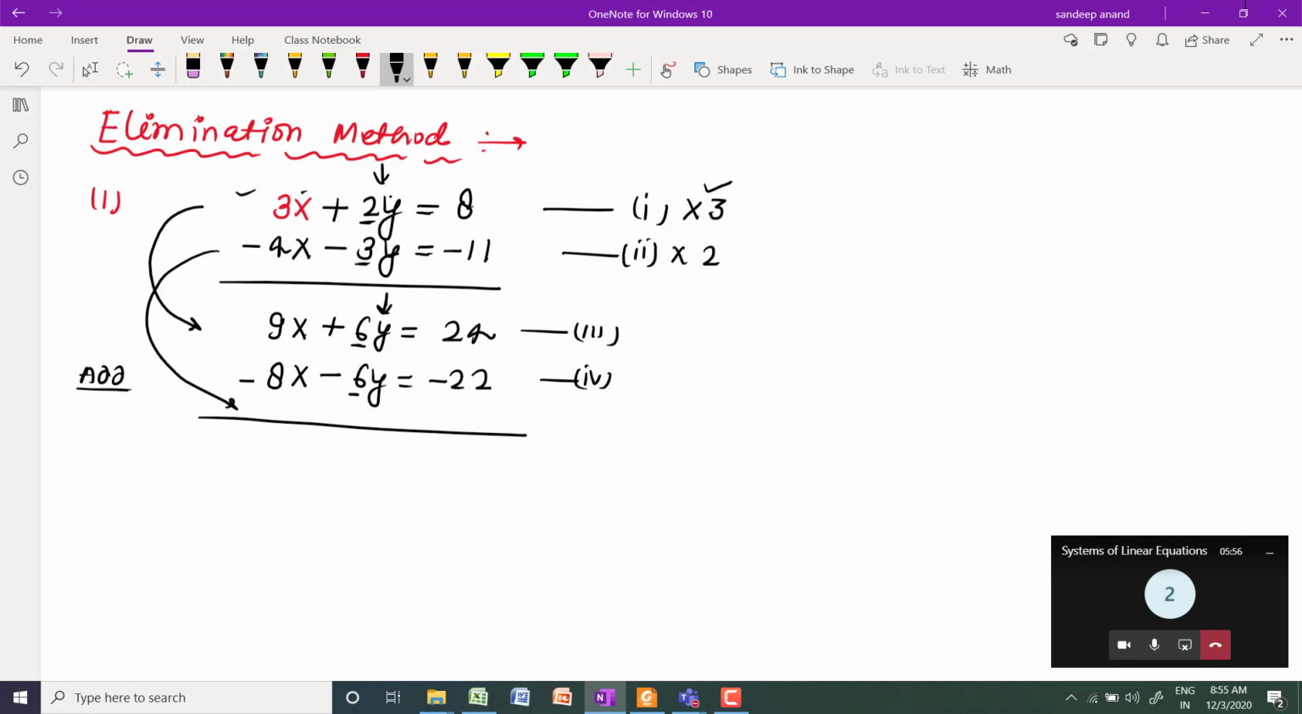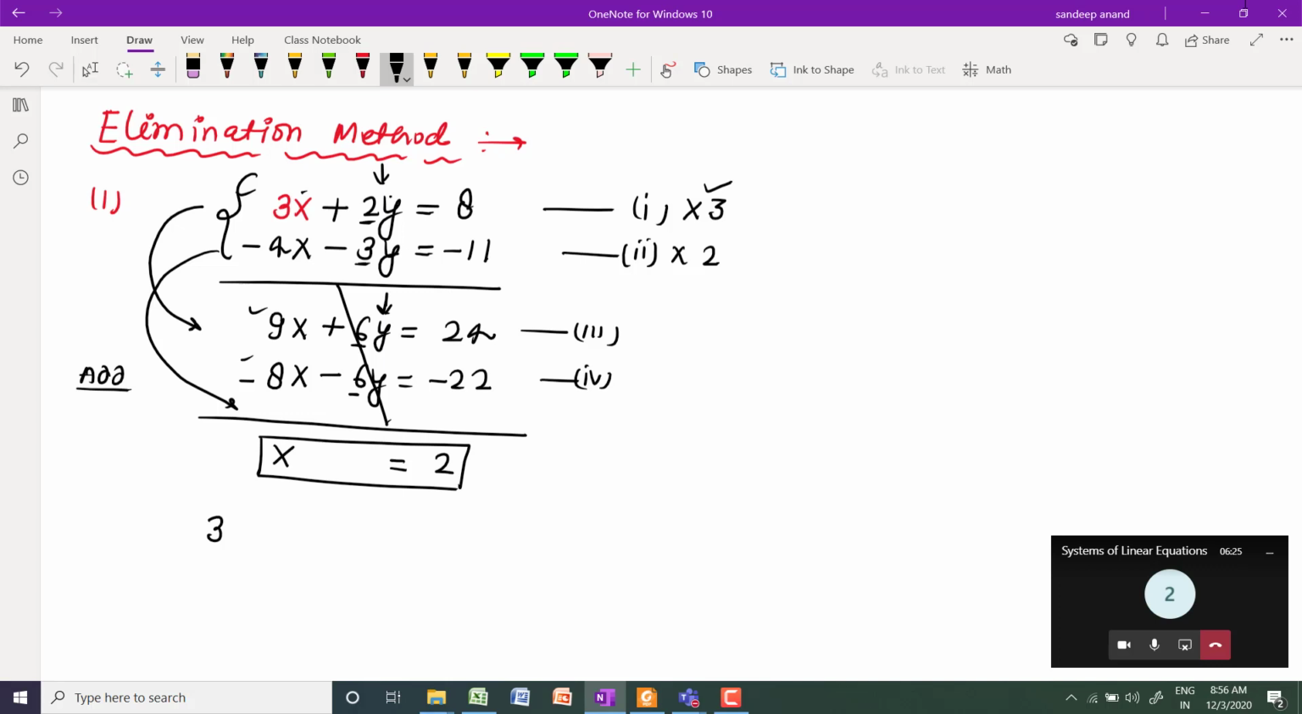Okay, so this term cancels. Why is it cancelled? Because the first one is plus 6y and the second one is minus 6y. Both cancel, and 9x minus 8x gives you x, which is equal to 24 minus 22, that is 2. So now you are getting one variable, x equal to 2. Now you can put x equal to 2 in either equation 1 or 2, and you will get the y value.